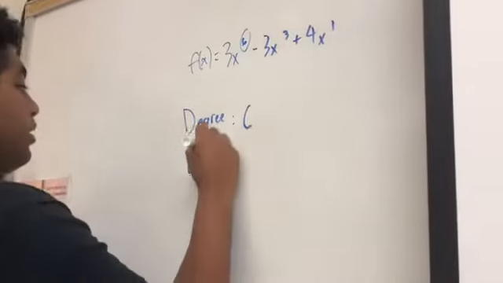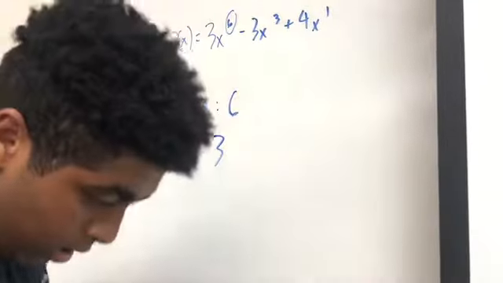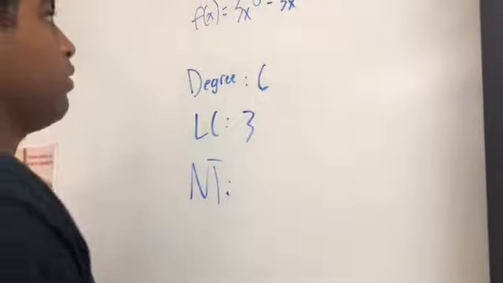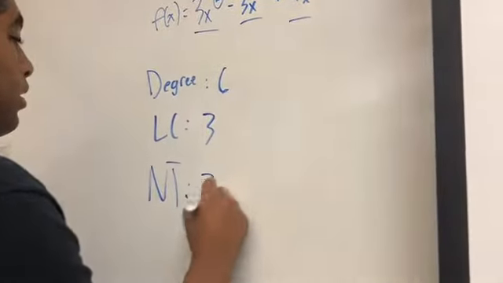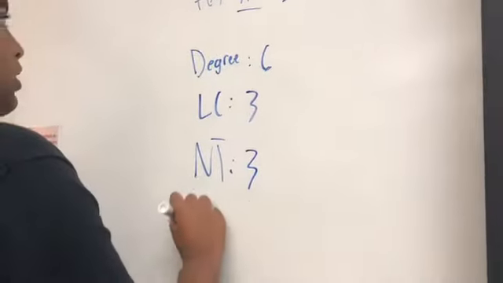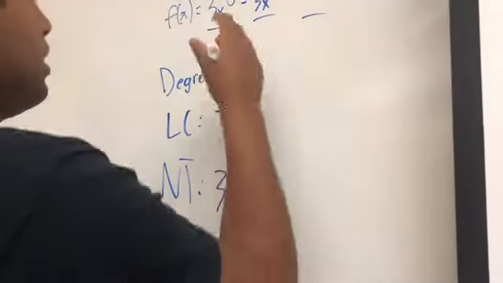And we're also going to be doing leading coefficient, which is the number that's leading the degree. So in this it would be 3. And then number of terms would be 3 because there are 3 terms here. So 3 different numbers. And then number of possible solutions is always the same number as the degree.